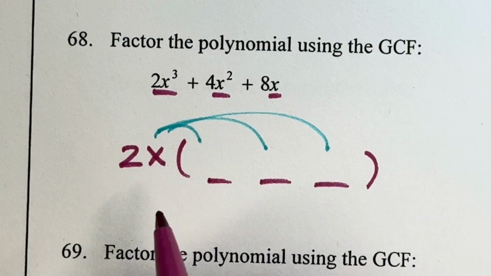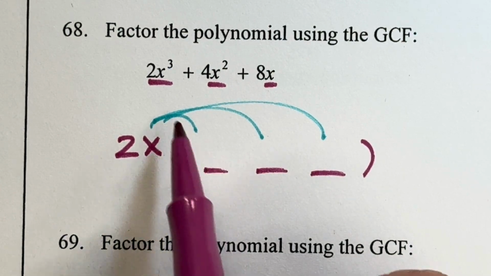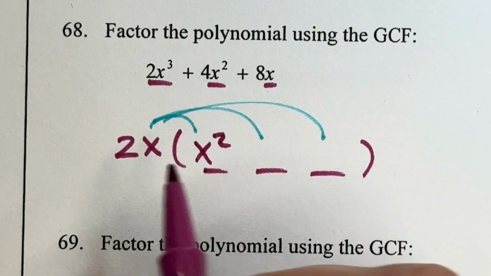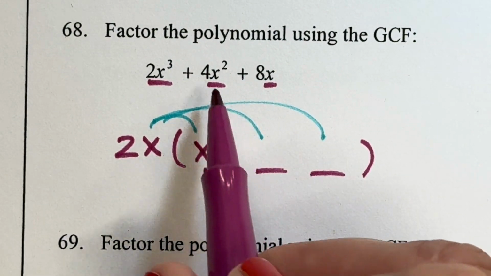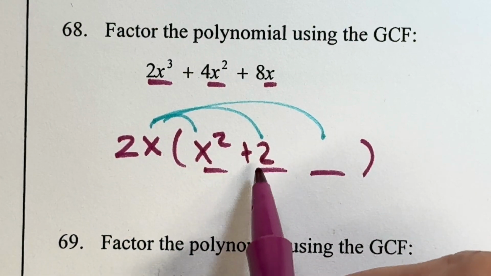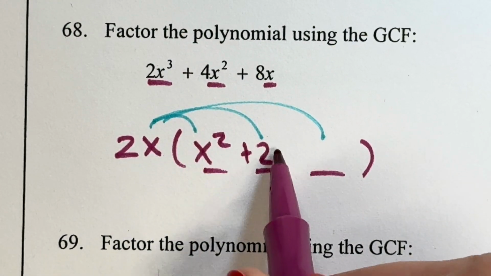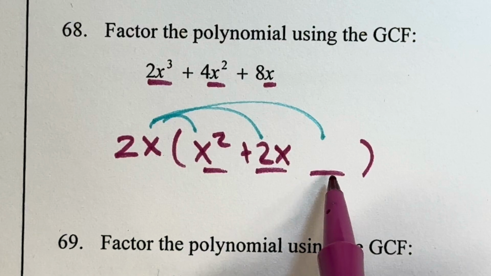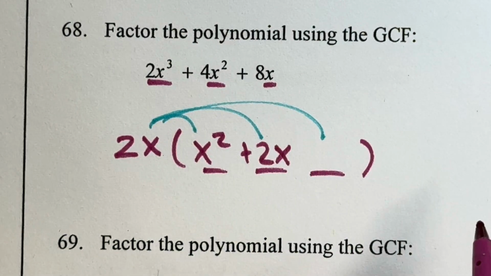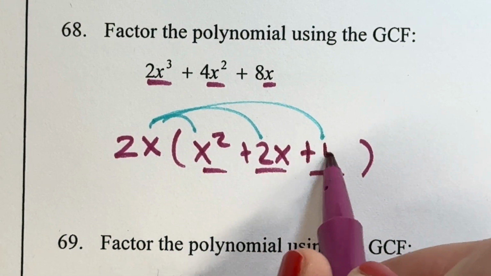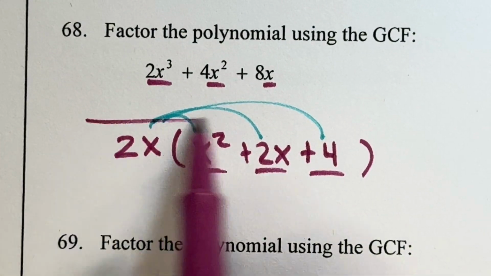So when I do this, I ask myself, 2x times what is 2x to the third? X to the second. 2x times what is positive 4x squared? Well, 2 times positive 2 makes positive 4, and x times x makes 4x squared. So 2x times 2x is 4x squared. 2x times what is positive 8x? 2x times positive 4 is positive 8x, and then that's my answer.